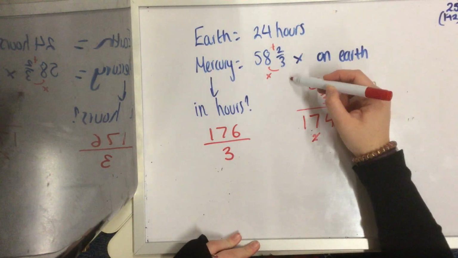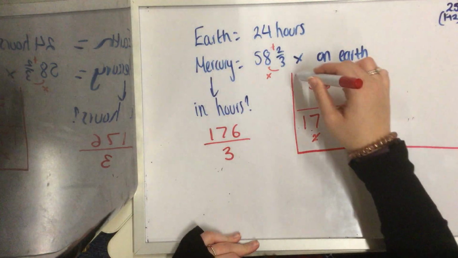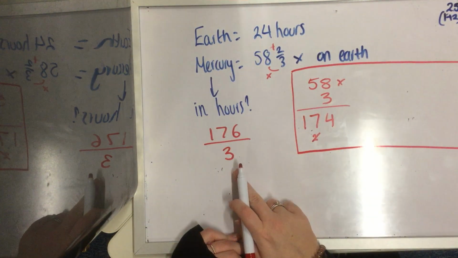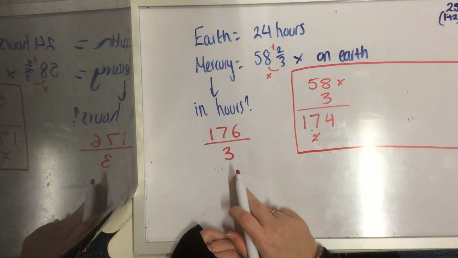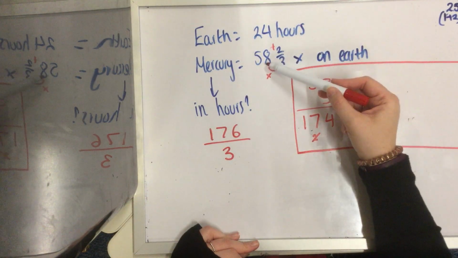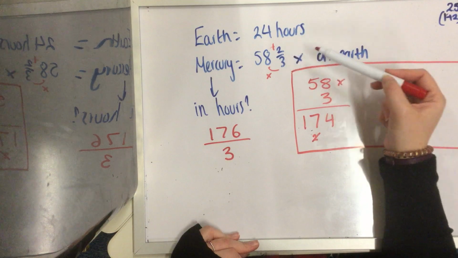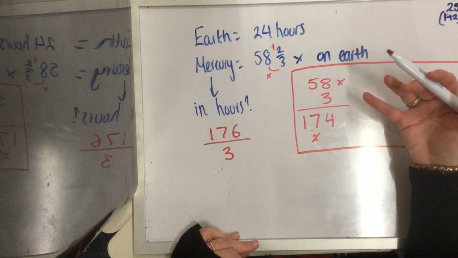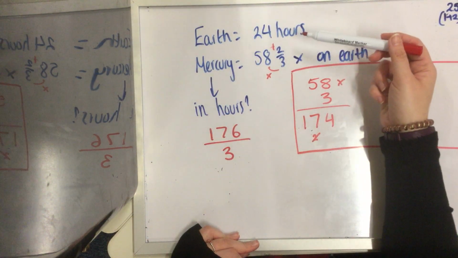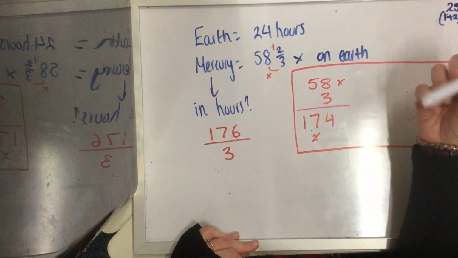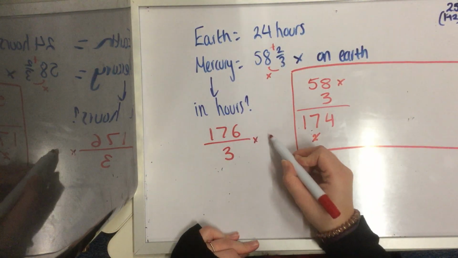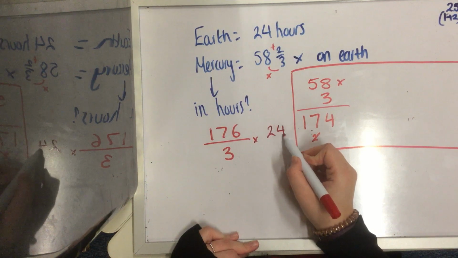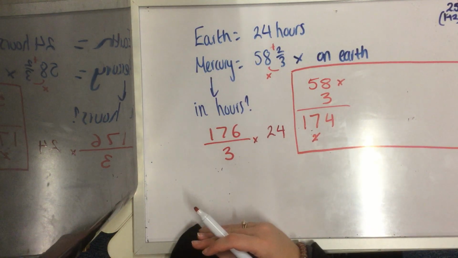Okay. So I think I might just section off my working out over here. So we've now got 176 over 3, sorry. And we've got to times that by the number of hours on Earth, because it's 58 2/3 times the 24. So that's how many times more it is. So a day on Earth is just 24 hours. But a day on Mercury is this many times more. So we're going to have to end up multiplying this by 24. Now, those of you who know how to multiply fractions might know what to do at this point.